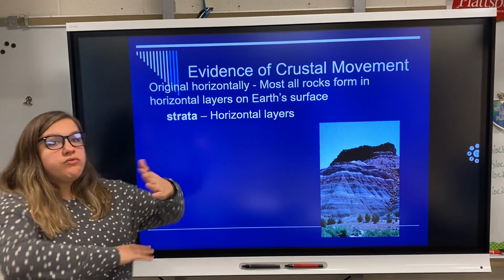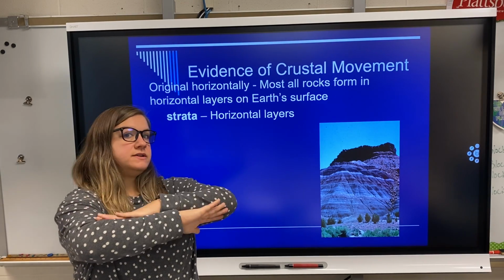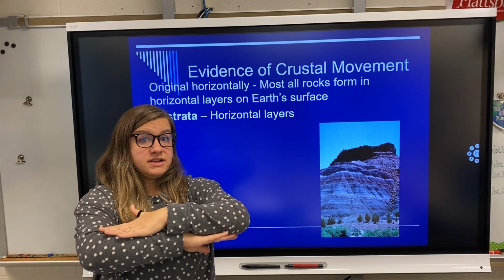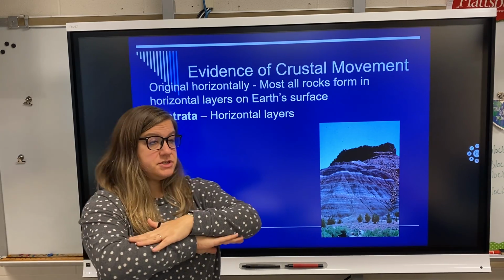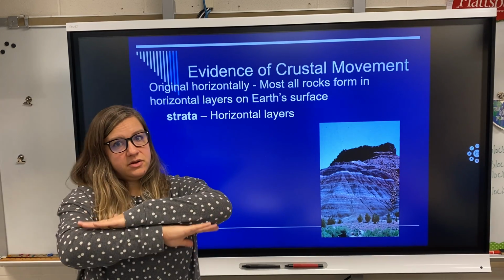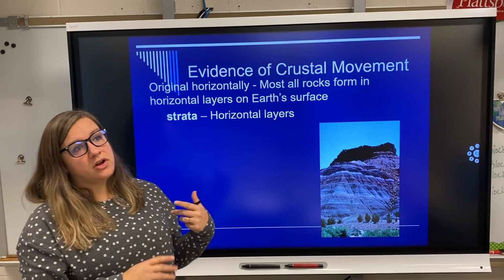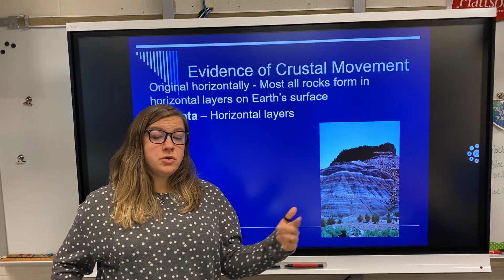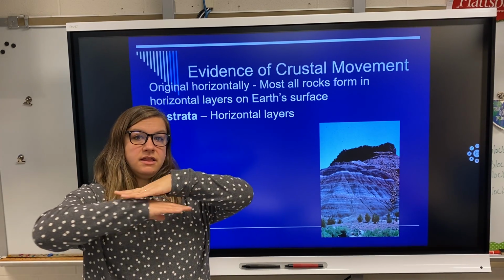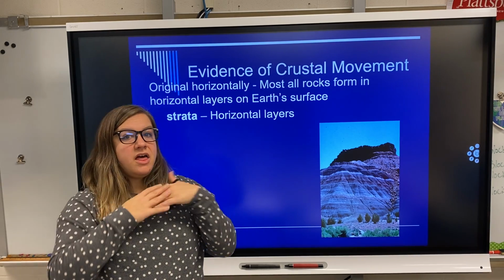Well, everything originally gets laid down horizontally. Most rocks form in these horizontal layers, especially sedimentary rocks. That's also known as strata. Strata is another word for those horizontal layers. If you ever go to the Grand Canyon or you've seen pictures of it, you can see that they're horizontal layers built up upon each other. That's strata.